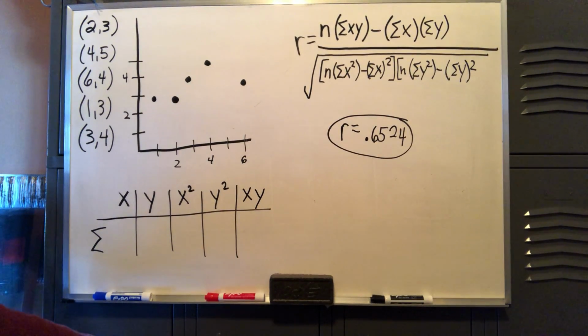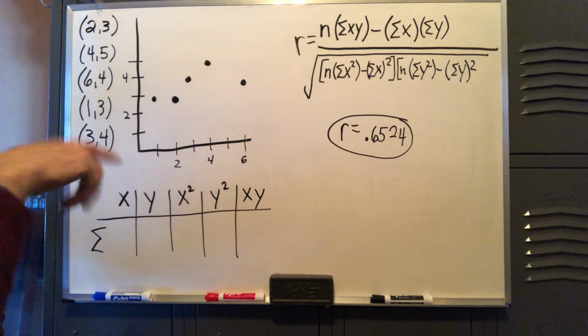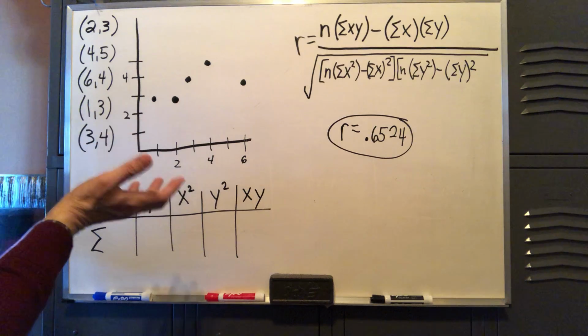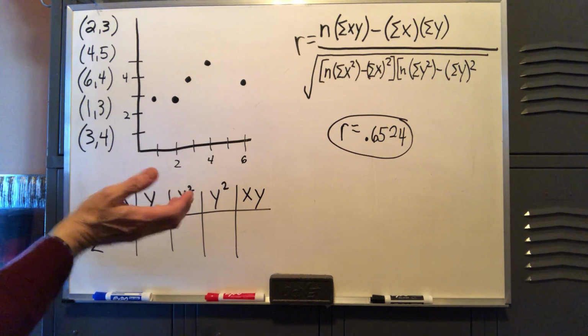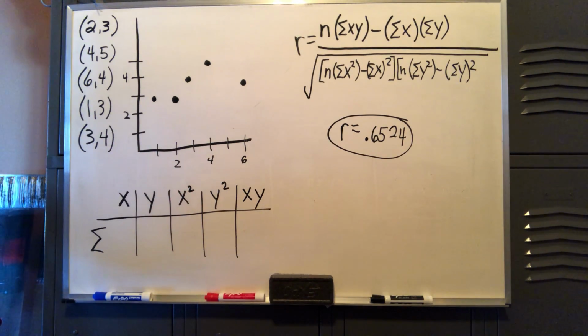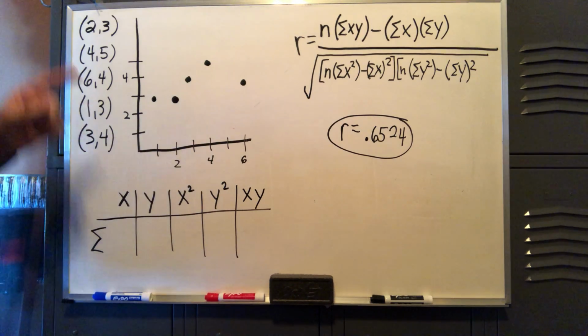Welcome back. We are now going to look at our correlation calculation worksheet. If you follow along, I'll tell you how I got my items from that. We're going to find correlation, which is the strength of the linear relationship between x and y when you plot some points.